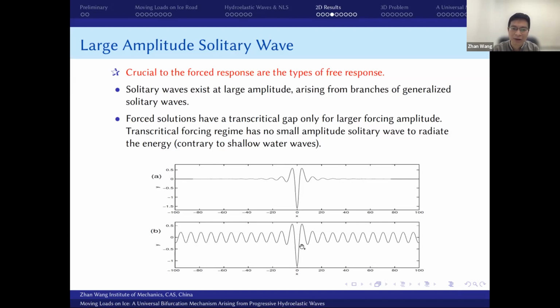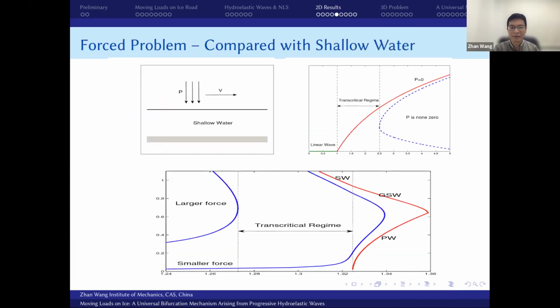The generalized solitary wave is a solitary pulse in the middle with non-decaying oscillatory tails in the far field. It appears along the branch of generalized solitary waves, and the generalized solitary waves bifurcate from periodic waves. So that's the bifurcation structure for this problem, for the hydroelastic wave problem in deep water. And then we add the forcing to the system. So what's going to happen?